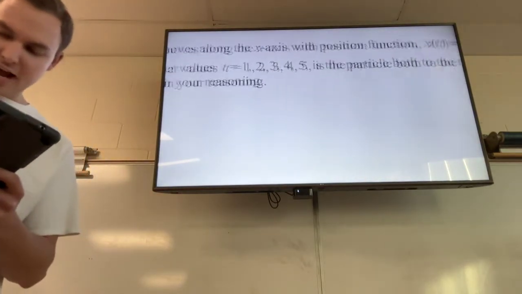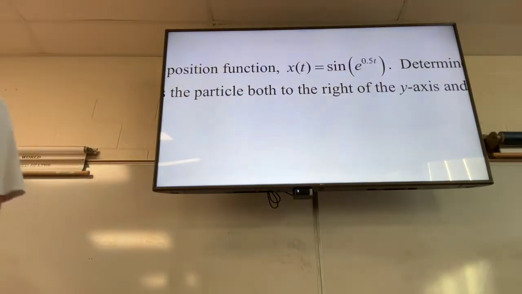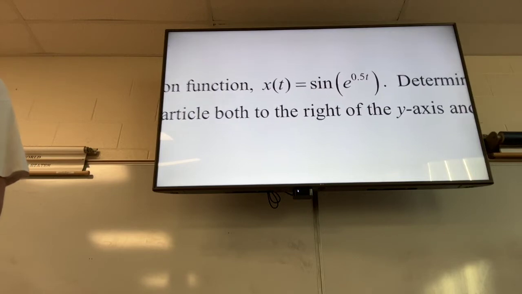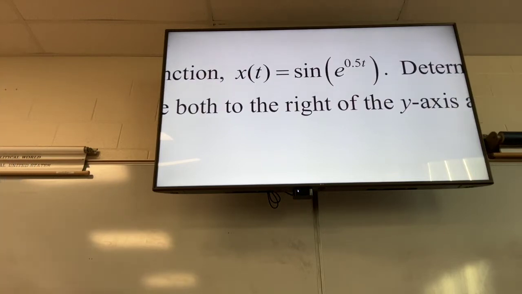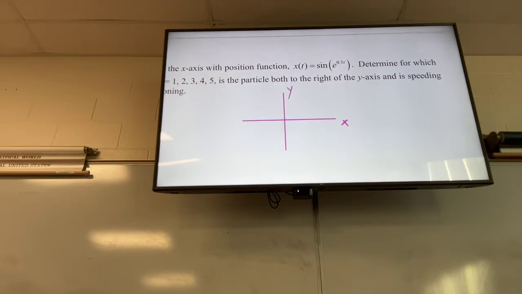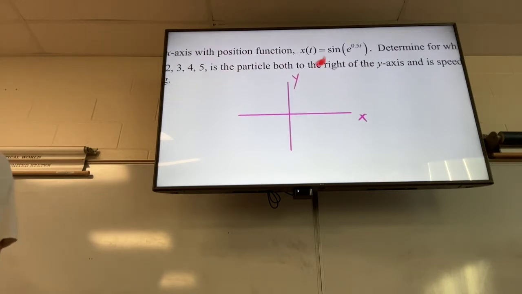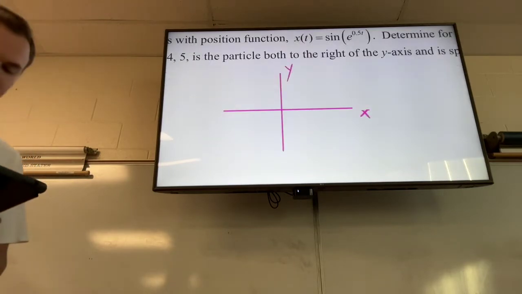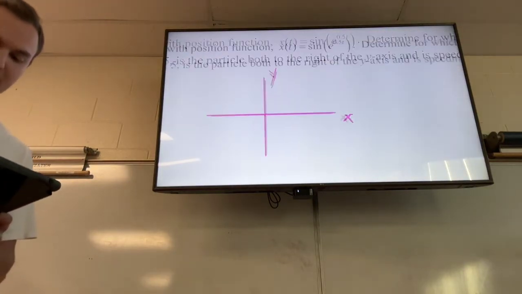A particle moves along the x-axis with this position function. This function gives the position of the particle along the x-axis as a function of time, t. So if we think about the x and y axes, this function x describes the position of the particle along the x-axis as time goes by.